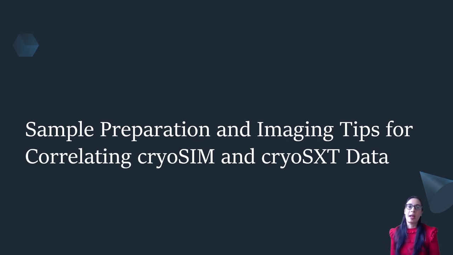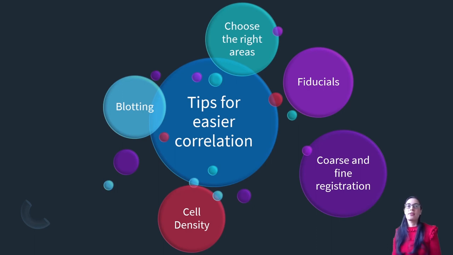So this was a snapshot of what can be achieved with the techniques and the correlative workflow. But how do you make sure that you collect good data to make the correlation easier? In this final section, I'll give some tips which will help. These are some key parts of the workflow which need to be optimized for easier correlation. For example, it's important to have a good fiducial distribution and to have optimal cell density.